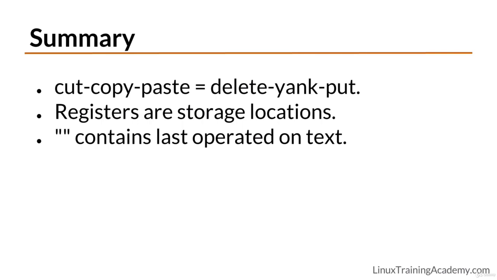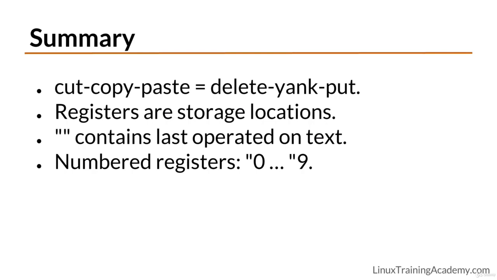The unnamed register is represented by double quote, double quote. There are 10 numbered registers ranging from 0 to 9. Register 0 contains the text from the most recent yank operation, and register 1 contains the most recent text from a delete or change operation. With each successive deletion or change, Vim shifts the previous contents of register 1 into register 2, 2 into 3, and so forth, losing the previous contents of register 9.